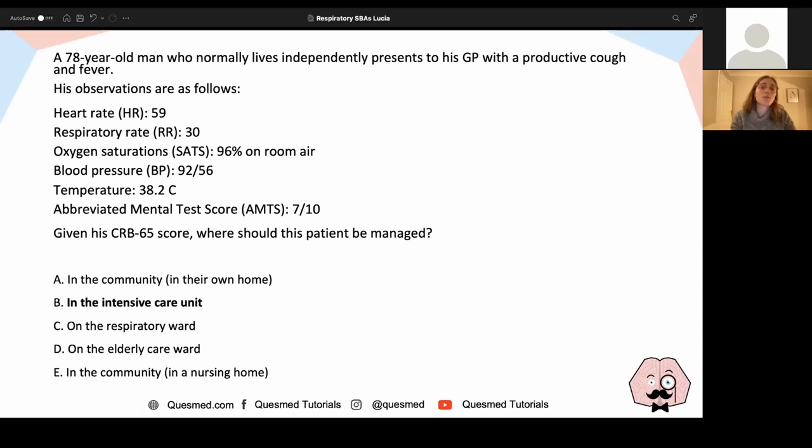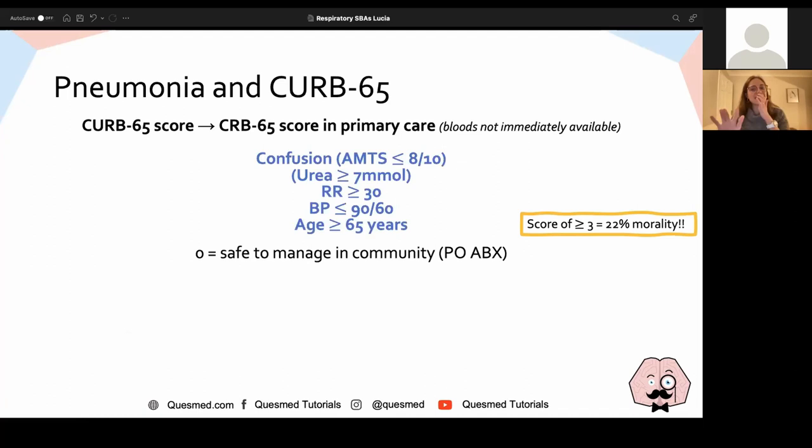Okay. Now, the practicalities of that, we can debate another time, but talking about the CURB 65 score in pneumonia, without the U if you're in primary care, and obviously you can't get urea. You're looking at confusion, urea, high respiratory rate, low blood pressure, and age over 65 years. And bear in mind, the reason why this score is so important is because if you score 3 or more points, it correlates really well with risk of mortality. In fact, a score of 3 or more carries a 22% mortality.